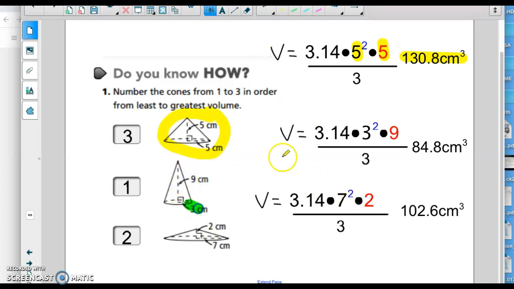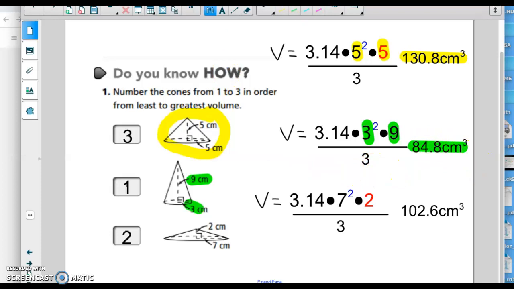So we're going to switch to the second one. My radius was 3, put here. My height is 9, put here. I put it in my formula and I got 84.8 centimeters cubed. I think it was 84.78. So again, when you're rounding to the nearest tenth, this 7 jumped up to 8.